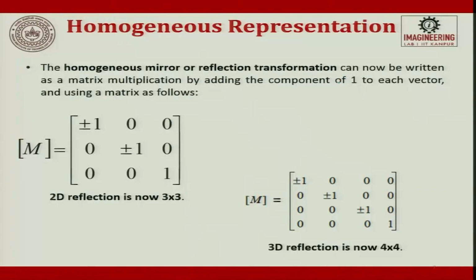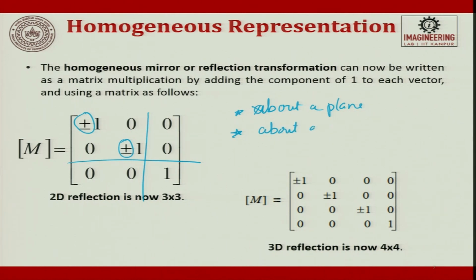When we talk about mirroring, again in the same way we can have plus or minus depending upon the value. As I told you, you can have a mirroring about a plane, or about a line. Then you will have these plus minus values. Depending on that you choose it and then you write it. So, this is the homogeneous mirror or reflection transformation in the homogeneous representation form.